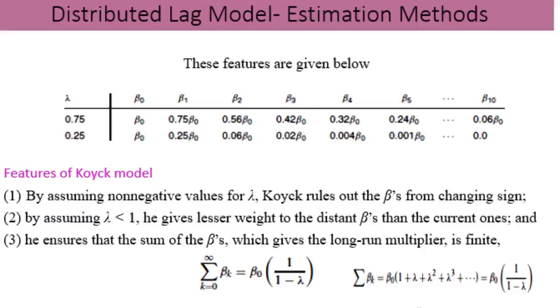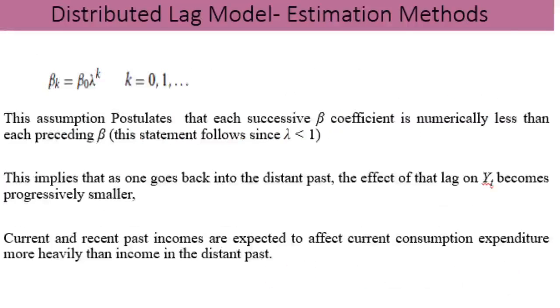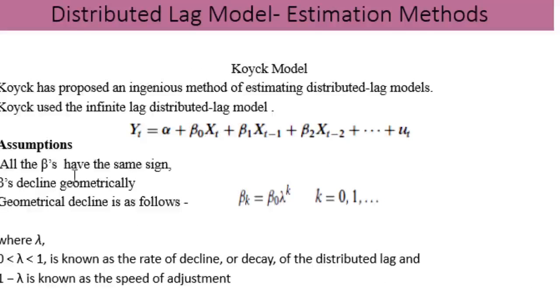He ensures that the sum of the betas, which gives the long run multiplier, is finite. That is, the sum of the multipliers, sigma beta k equal to beta 0 into 1 by 1 minus lambda, is the long run multiplier, and it is finite. And these are the important features of the Koyck model. These are the assumptions: all the betas have the same sign, and beta declines geometrically, and that geometric decline is given here.